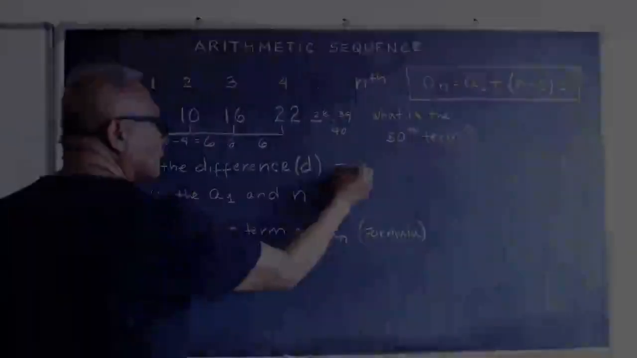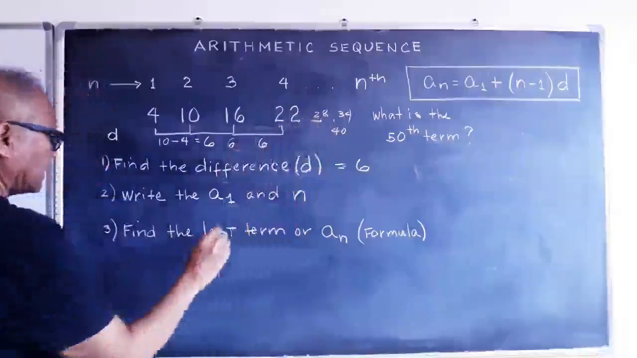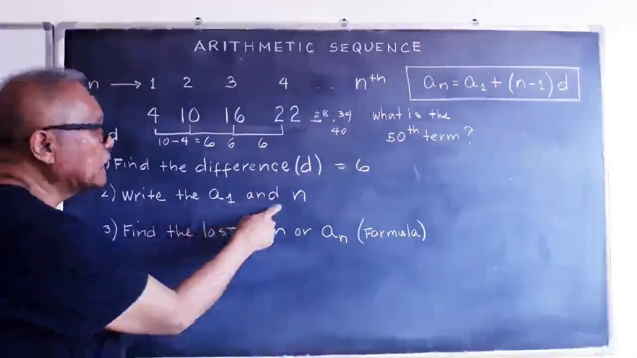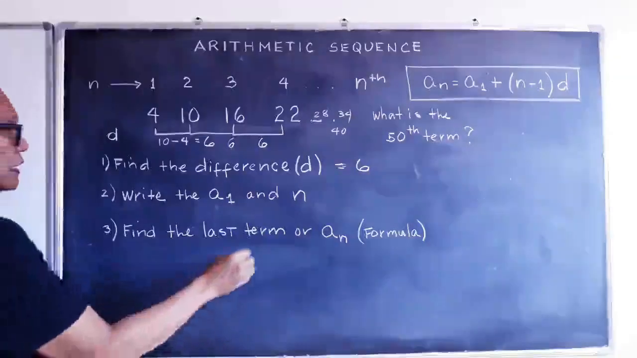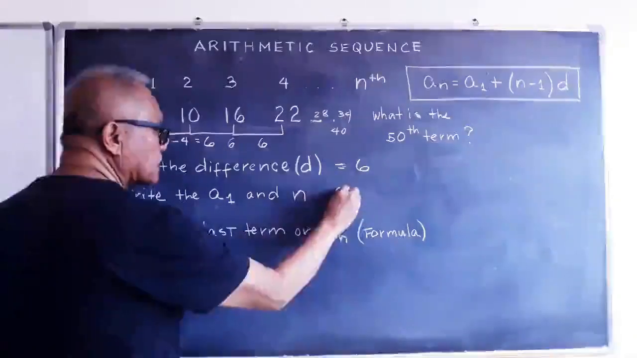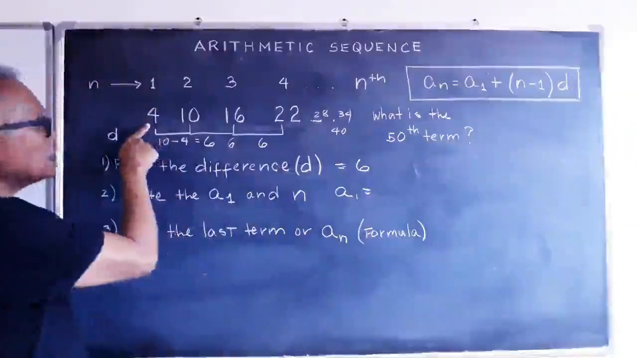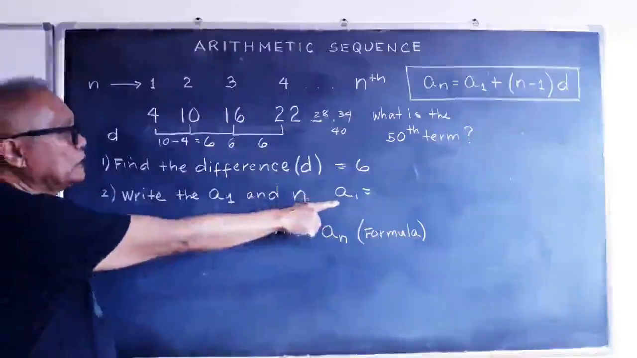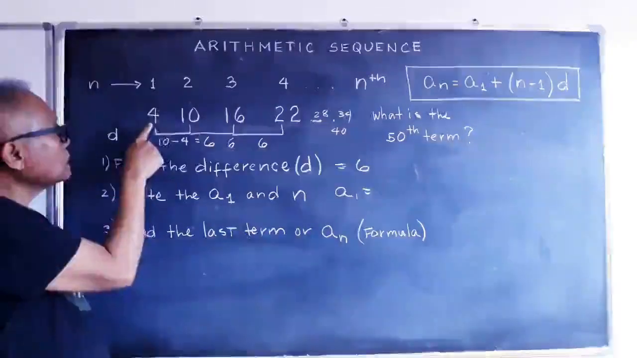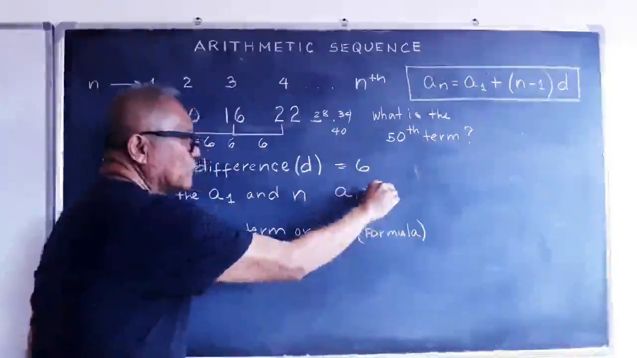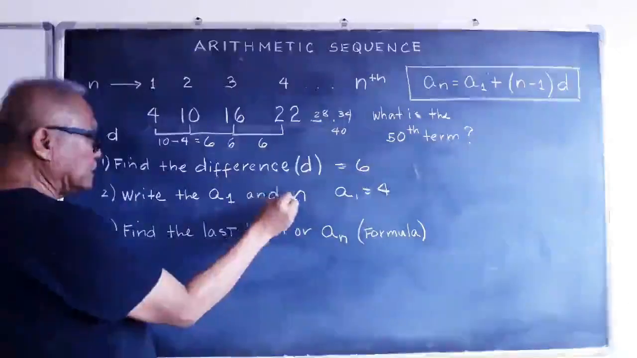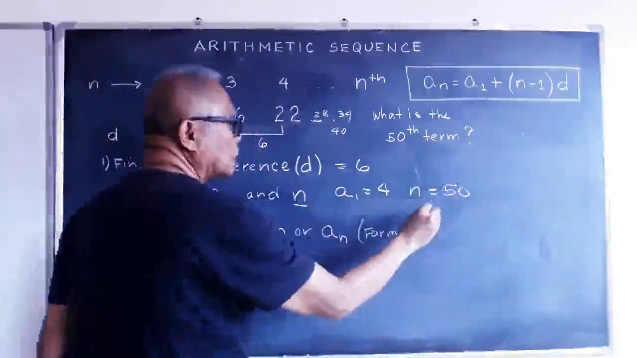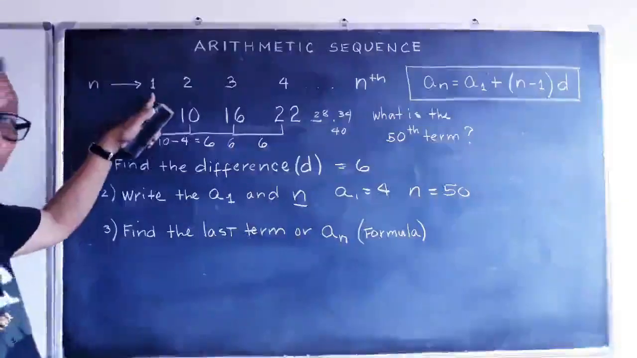But if we use the formula, for the difference you put here 6. That is our difference. And then write the first term. Class, our first term here, A1, you can easily see that one here. A1 is 4. So we start from 4 because that is the first term. And for the N, 50, also, because we start from 1.